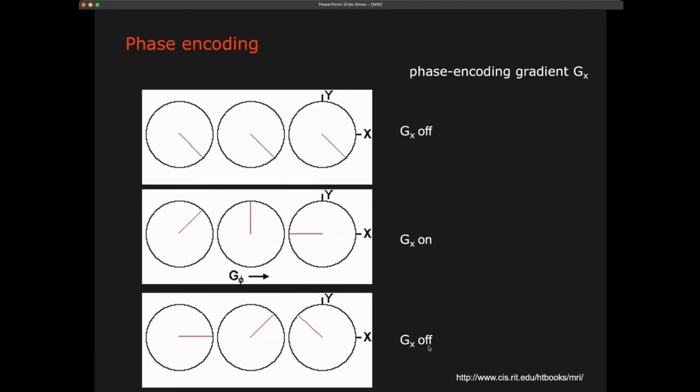Are there any questions up to now? Is this clear? Do you understand what T2 and T1 relaxation is? And do you understand how we can select a slice by using a magnetic gradient so that we make only parts of the tissue sensitive for a certain radio frequency?